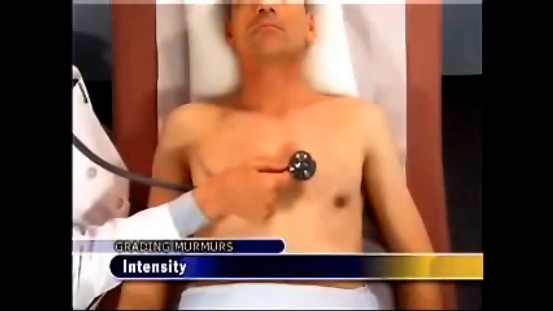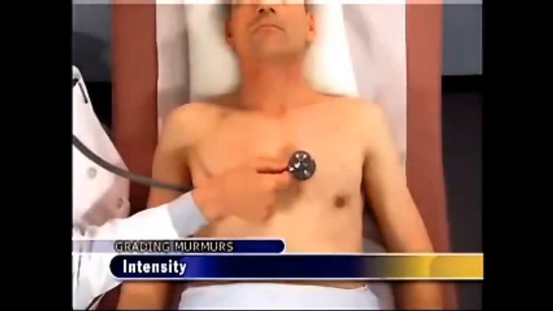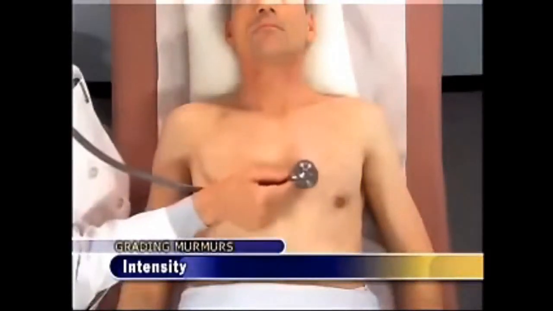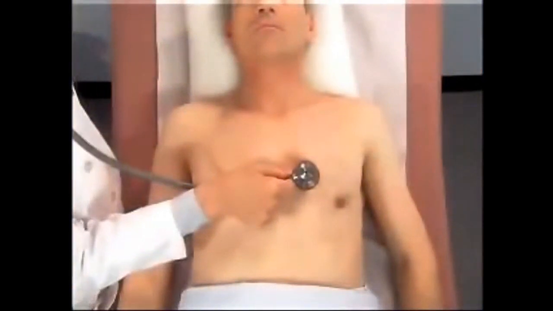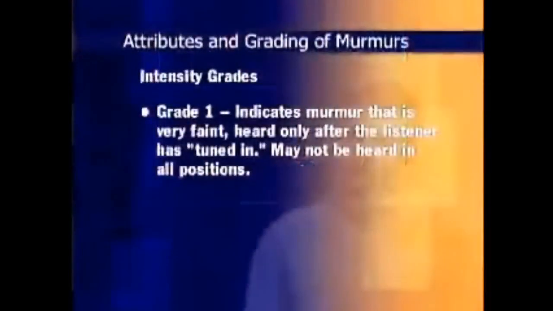Intensity is usually graded on a 6-point scale and expressed as a ratio. The numerator describes the intensity of the murmur wherever it is loudest, and the denominator, by convention, is 6, indicating the scale you are using. Intensity is influenced by the thickness of the chest wall and the presence of intervening tissue. Using the 6-point scale, grade 1 indicates a murmur that is very faint and heard only after the listener has tuned in. It may not be heard in all positions.